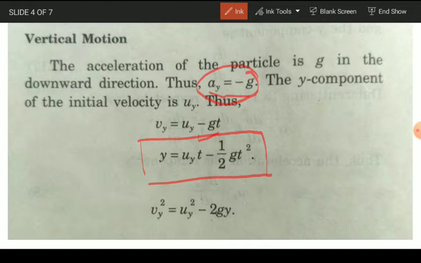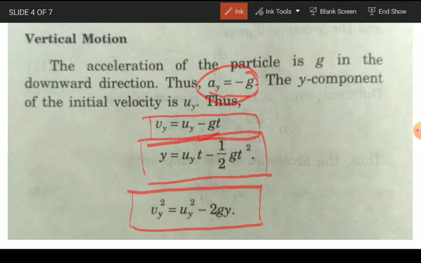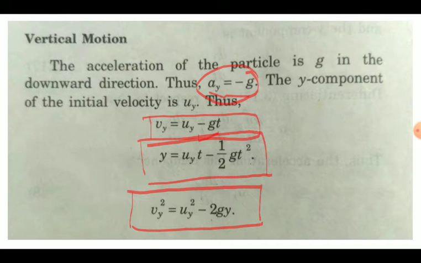Again, this is the equation, displacement is equal to ut plus half at square. And if we apply the third equation of motion in the vertical direction, it would be vy square is equal to uy square minus 2gy. So these are the three equations of motion for the vertical direction, and we have already seen what the equations of motion are in the horizontal direction.